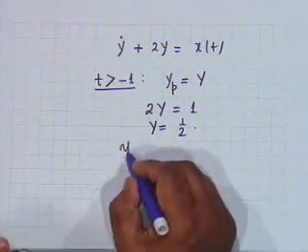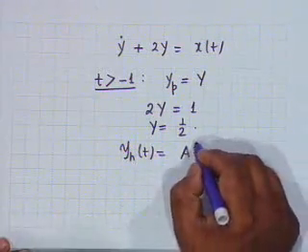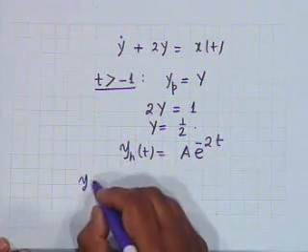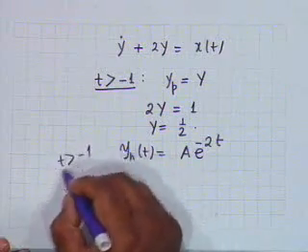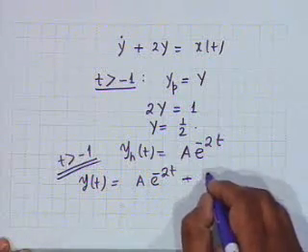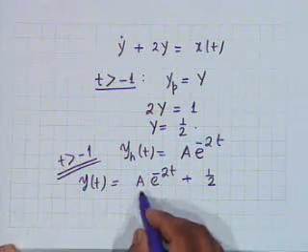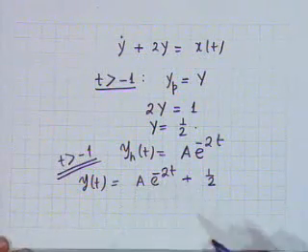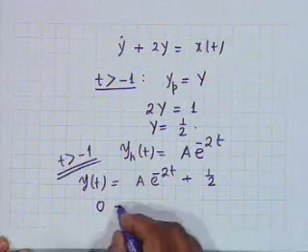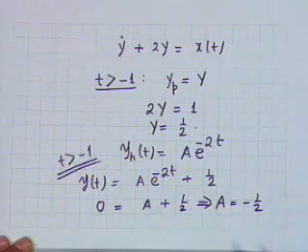And the homogeneous part of the solution, you already know, yh of t shall be of the form a e to the power -2t, where a is some constant. Therefore the total solution for t greater than -1 is given by a e to the power -2t plus half, the particular solution, where the constant a is to be determined from the initial condition, that is at t equal to 0, y equals 0, and therefore 0 is equal to a plus half, which means that a is equal to -half.